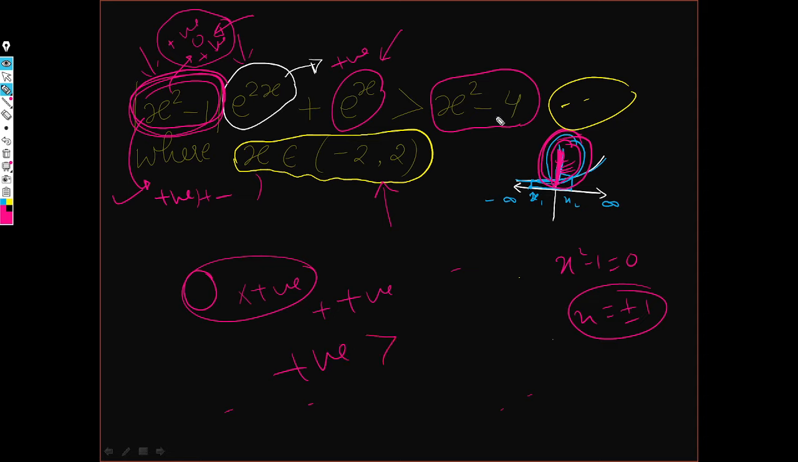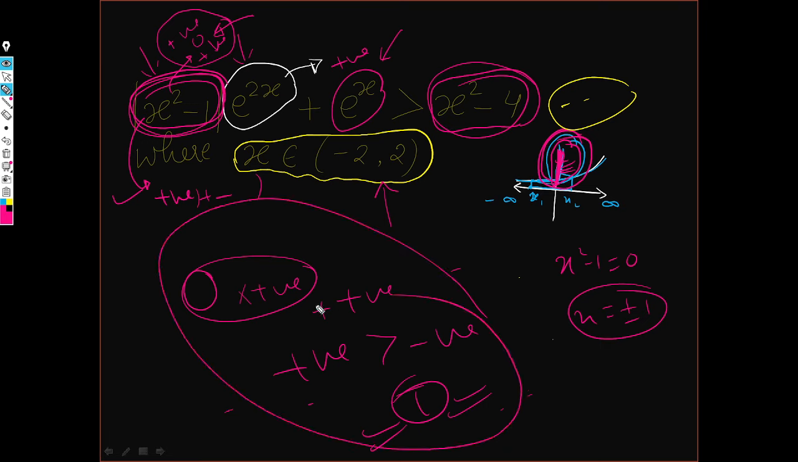And as we have already solved this portion, it was negative, so a positive number is always greater than a negative. Yes, it's always true. This means it will also be a true condition. All right, I hope you have understood this question.